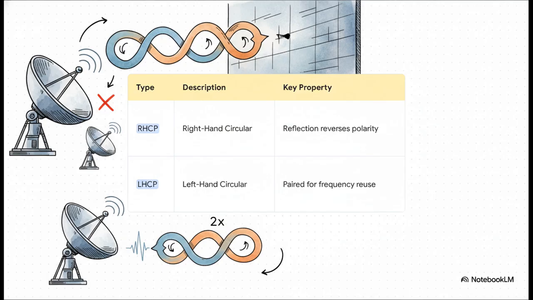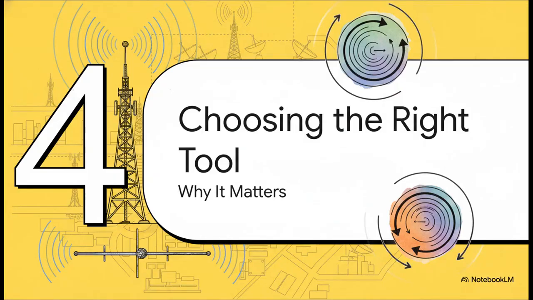And it gets even better. By using both right-hand and left-hand signals, you can send two completely different streams of data on the very same frequency. You literally double your capacity. How cool is that? Okay, so we've laid out our whole toolkit. We have vertical, horizontal, right-hand, and left-hand circular. Now for the most important part, knowing when to use each one. And maybe more importantly, why you're choosing it.